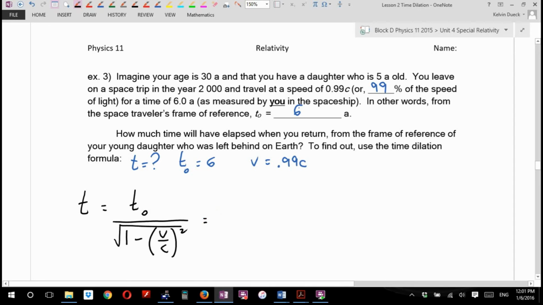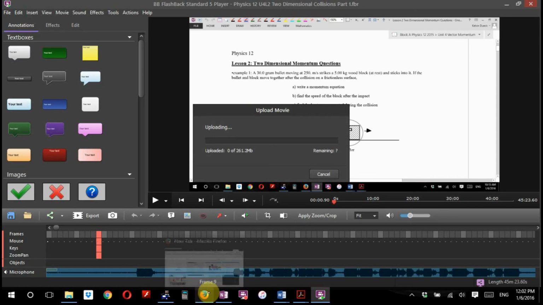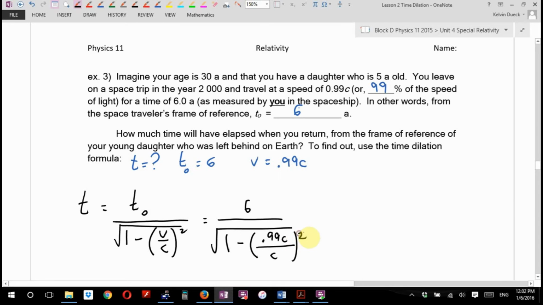What's T0? How much time elapsed on the spaceship? 6 years, divided by the square root of 1 minus. What's V? 99% the speed of light divided by C, and it's that whole bracket all squared.